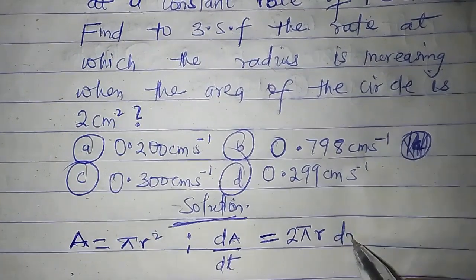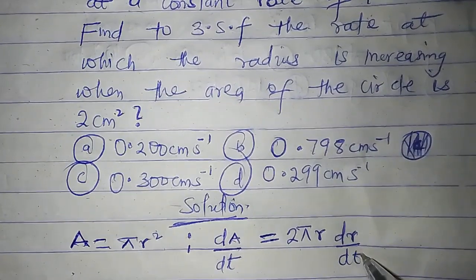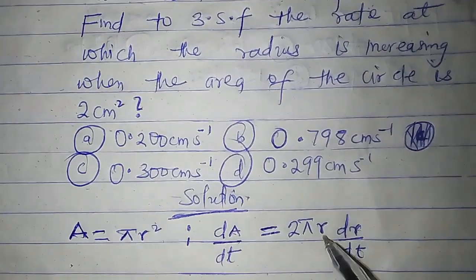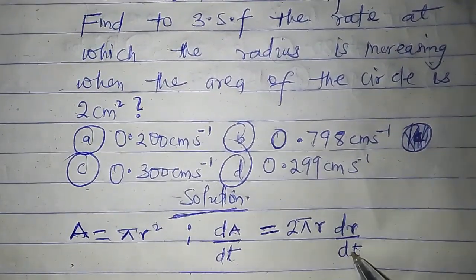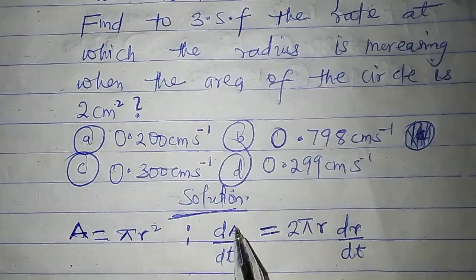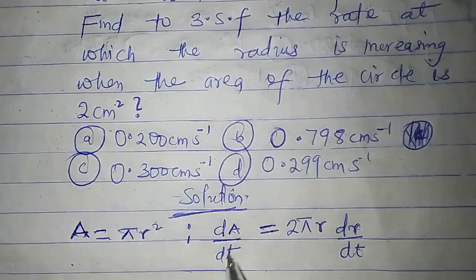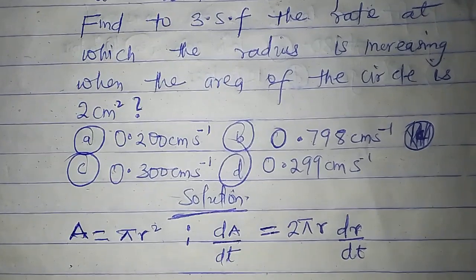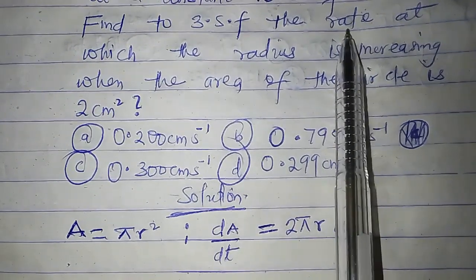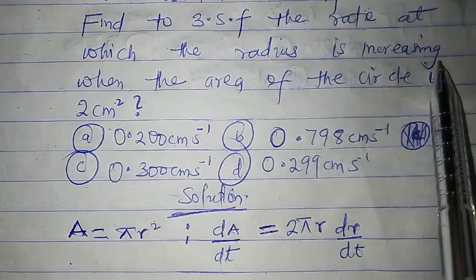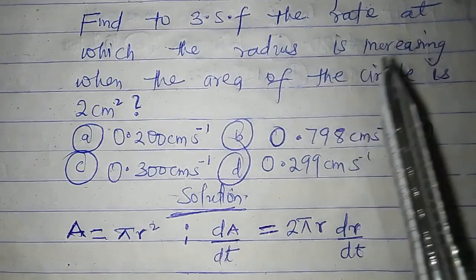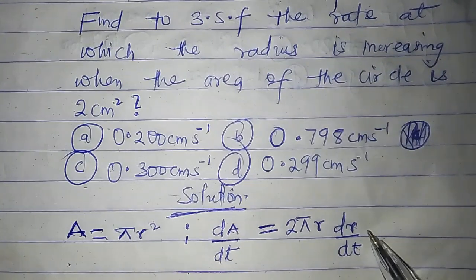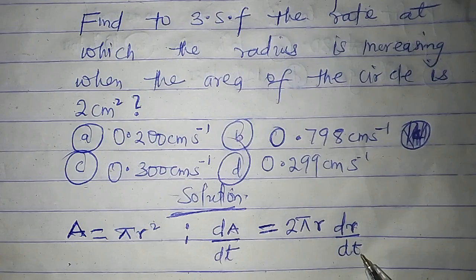Then I will write the dr/dt. I'm writing the dr/dt because I differentiated r with respect to t. Here, I differentiated A with respect to t. That's why it is dA/dt. The question says, find the rate at which the radius is increasing. So the rate at which the radius is increasing is dr/dt. That's what we have to find.